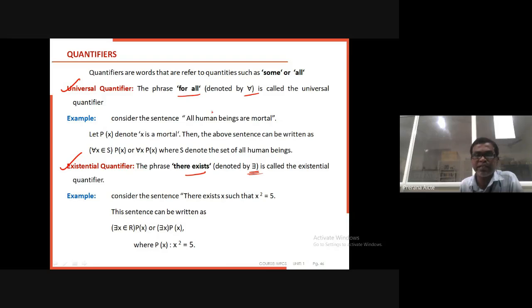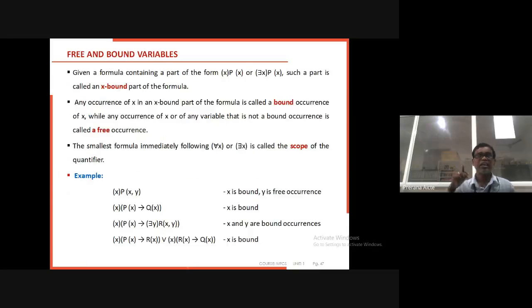For example, see here, all human beings are mortal. Here we have the word all, so it can be represented with the help of the universal quantifier. Similarly, there exists x such that x square equals 5. Here we got there exists, so I can use the existential quantifier and it can be represented like this.